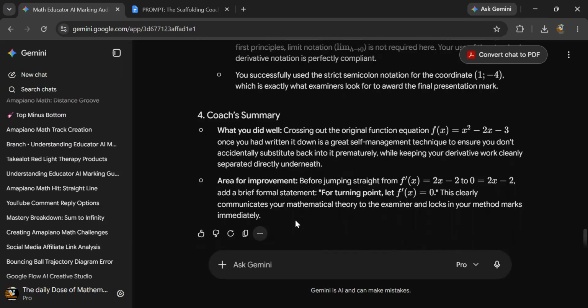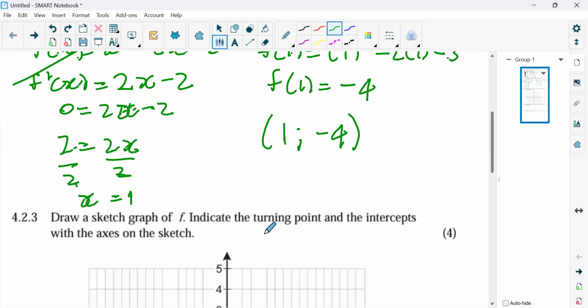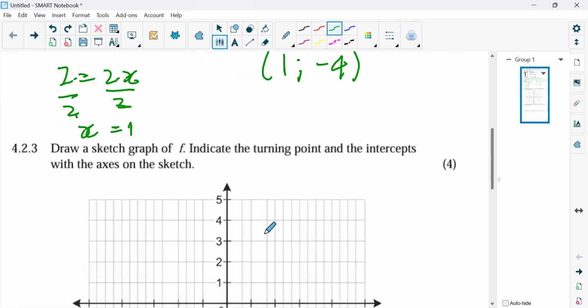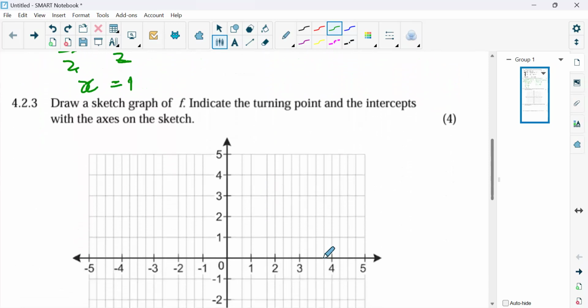Okay, guys, we are moving on to 4.2.3. Let's go to our next question. So our next question says, draw a sketch of f, indicate the turning points and the intercepts with the axes on the sketch. Okay, so we're supposed to draw the following.